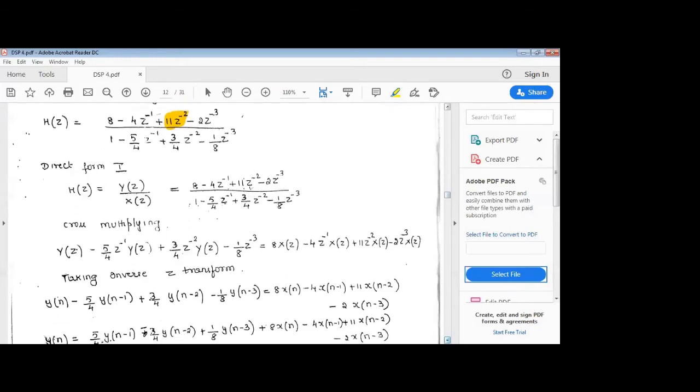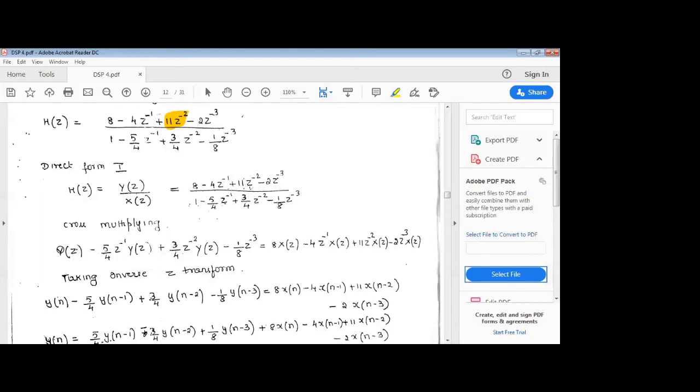In the next step, we are cross multiplying both the things. That is, we cross multiply Y of z into 1 minus 5 by 4 z inverse plus 3 by 4 z to the power minus 2 minus 1 by 8 z to the power minus 3, and X of z into the numerator term, that is 8 minus 4 z inverse plus 11 z to the power of minus 2 and minus 2 z to the power of minus 3. And of course, we have written the same thing here in the form of an equation, which we can see here.